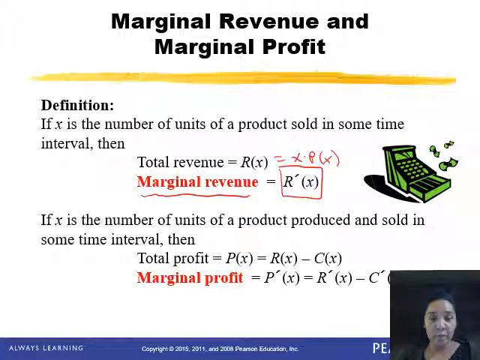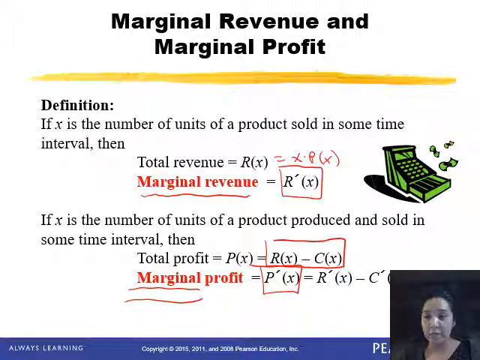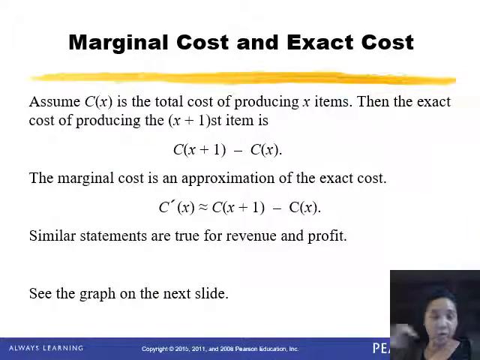And last but not least, our marginal profit. Our profit is equal to the revenue minus the cost. And again, the marginal profit is just the derivative of the profit function. All right, so for all of those explanations, let's take a look at marginal cost and exact cost.